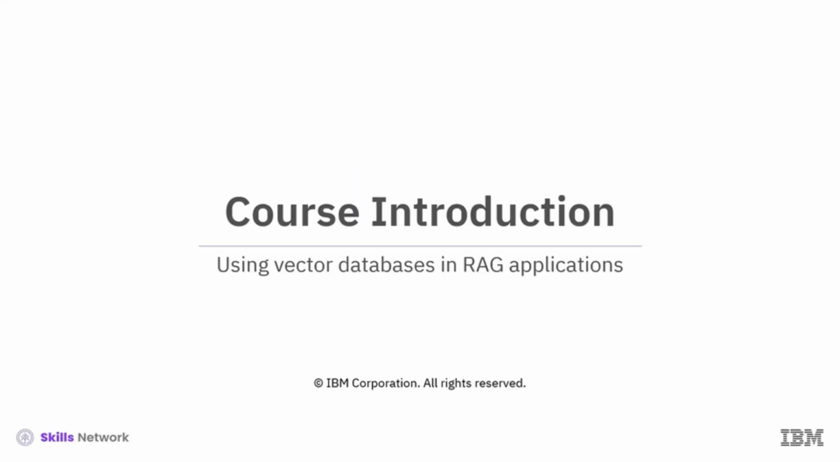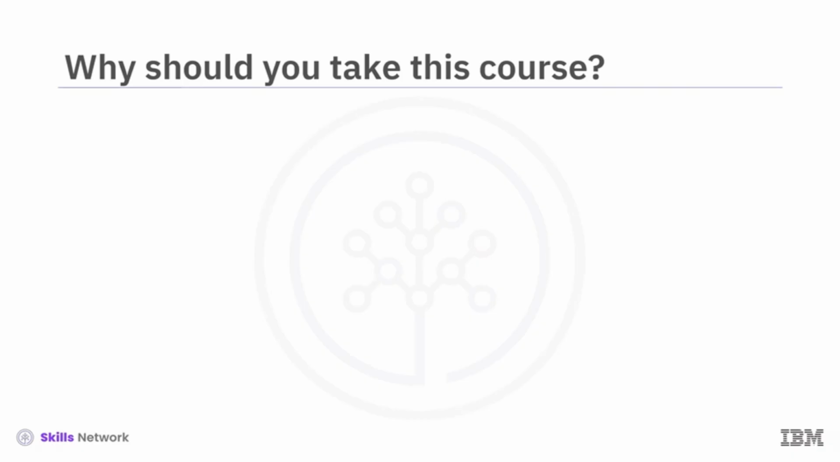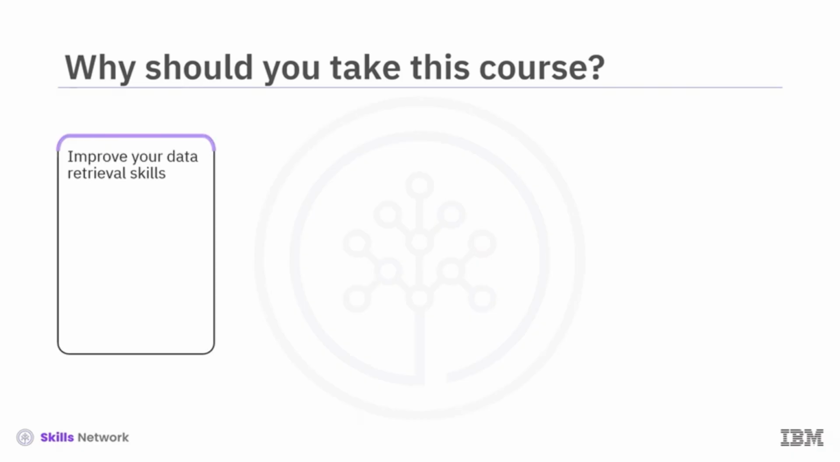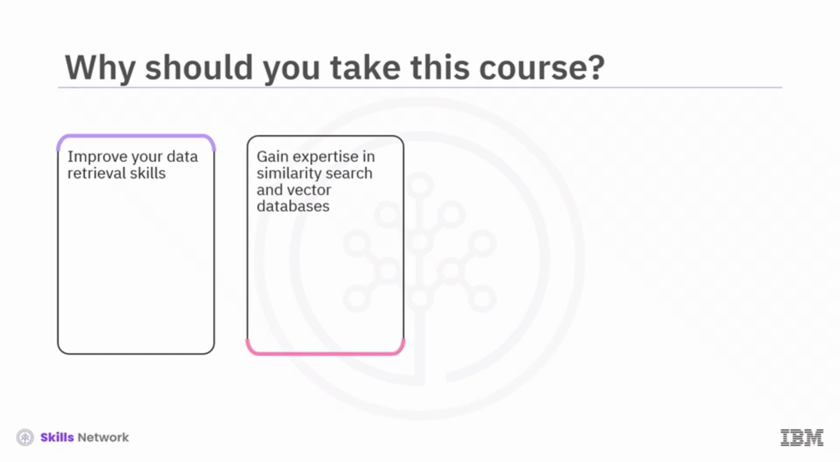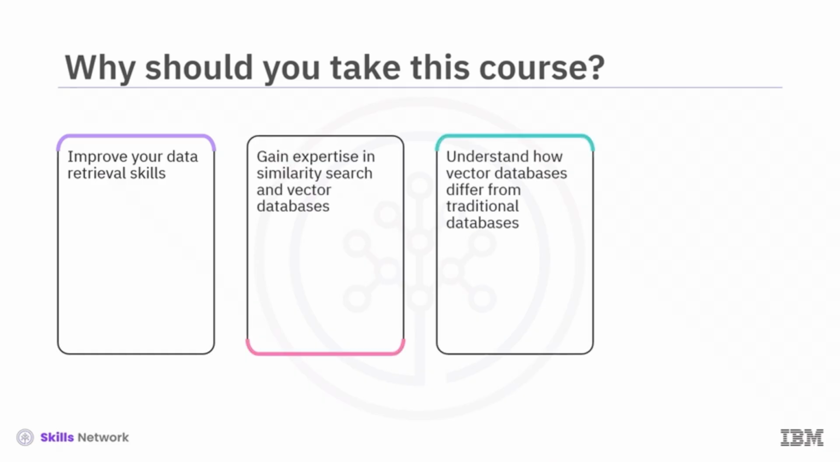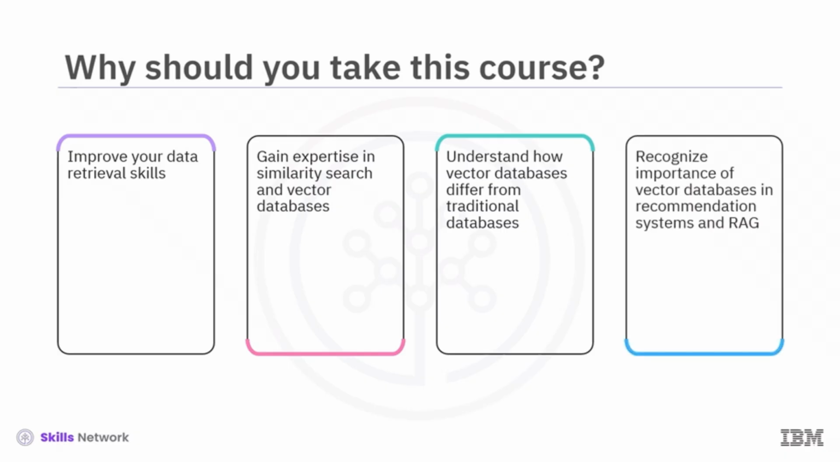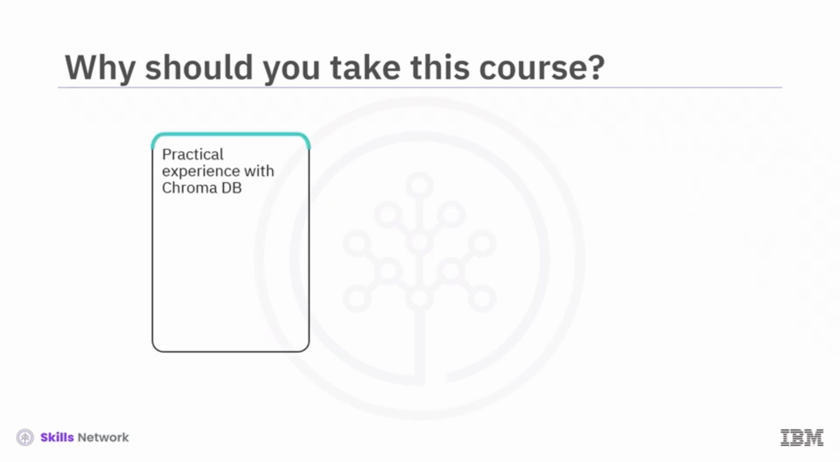Welcome to this course, which introduces the concept of using vector databases in Retrieval-Augmented Generation, or RAG, applications. By enrolling in this course, you'll improve your data retrieval skills, gain valuable expertise in similarity search and vector databases, understand how they differ from traditional databases, and recognize their importance in recommendation systems and Retrieval-Augmented Generation, or RAG, applications. You will build on this foundation with practical experience using ChromaDB, one of the leading vector database solutions.